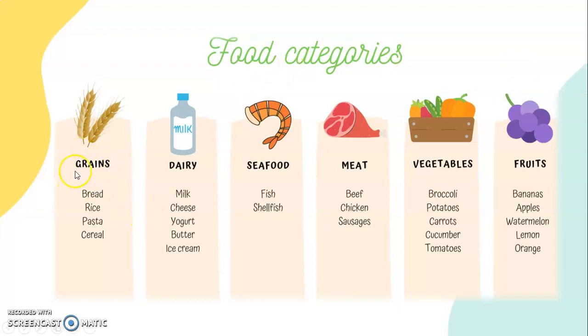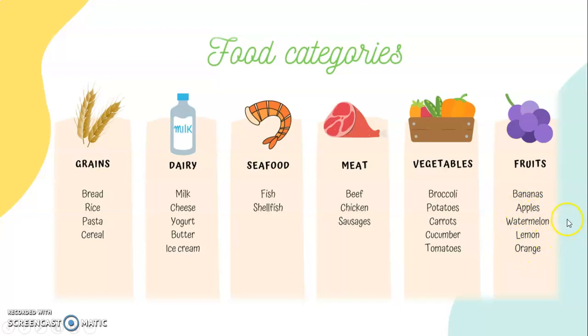We have some categories like grains, dairy, seafood, meat, vegetables, fruits. In grains there is bread, rice, pasta, cereal. In dairy there is milk, cheese, yogurt, butter, ice cream. In seafood there is fish, shellfish, and as well in meat there is beef, chicken. In vegetables we have things like potatoes, cucumbers, tomatoes. In fruits we have apples, lemons, bananas, and so on.